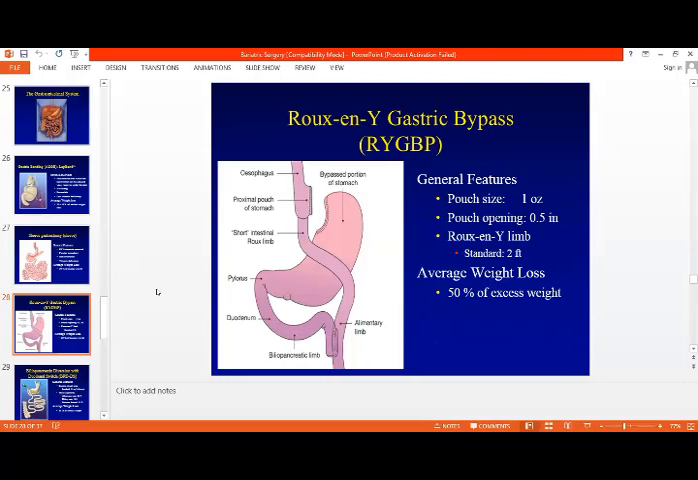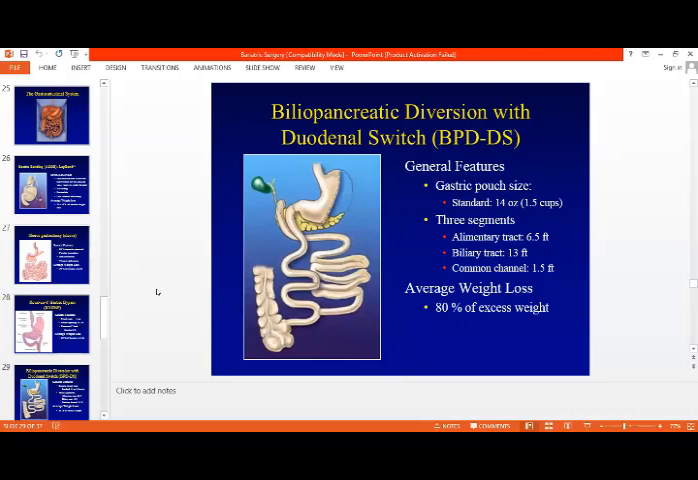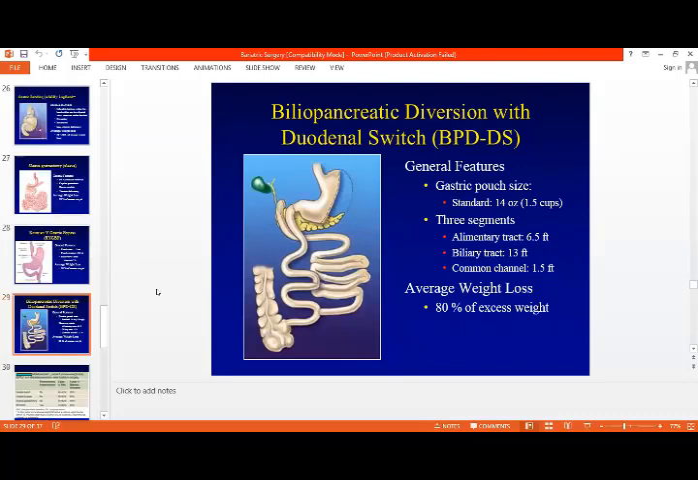Okay, so now this is purely a bypass. This is called biliopancreatic diversion with duodenal switch, in which a little bit of stomach is excised, but mainly half of the stomach is still there. And then the stomach is divided at the pylorus, and the duodenum is coming like this.